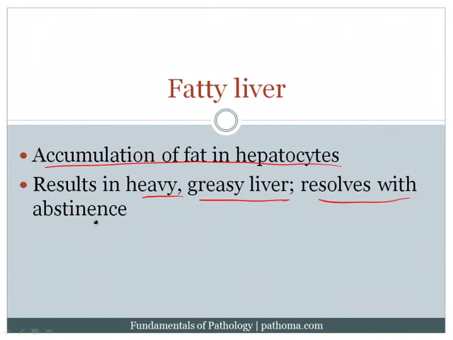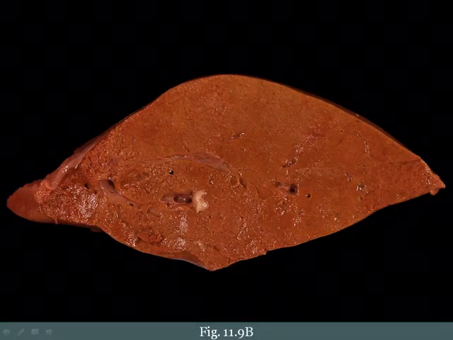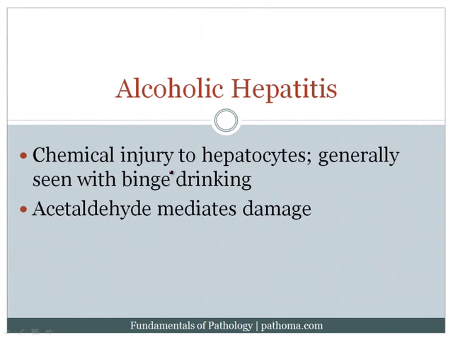This is reversible and resolves with abstinence. Here's an image of fatty change within the liver. Notice all these circular clear spaces indicating that there is fat in the cells. Here's a gross image of a liver with fatty change, and it appears large and slightly yellow and has a greasy or shiny appearance.